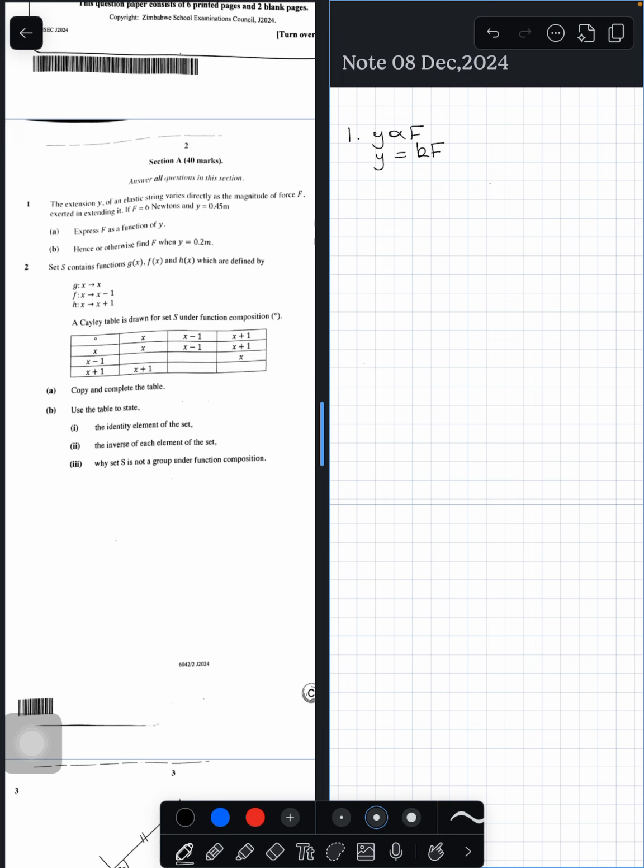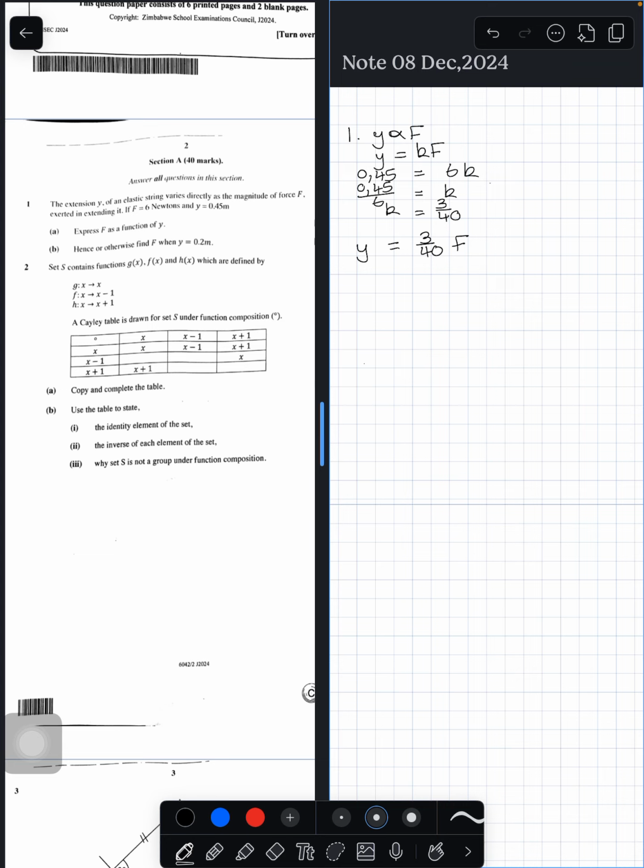So we're going to substitute. y is 0.45 and F is 6. So it's 6k. So what is k? k is equal to 0.45 over 6. So what is 0.45 over 6? The answer is 3 over 40. So k is equal to 3 over 40. So our equation is now y equal to 3 over 40 F, right?